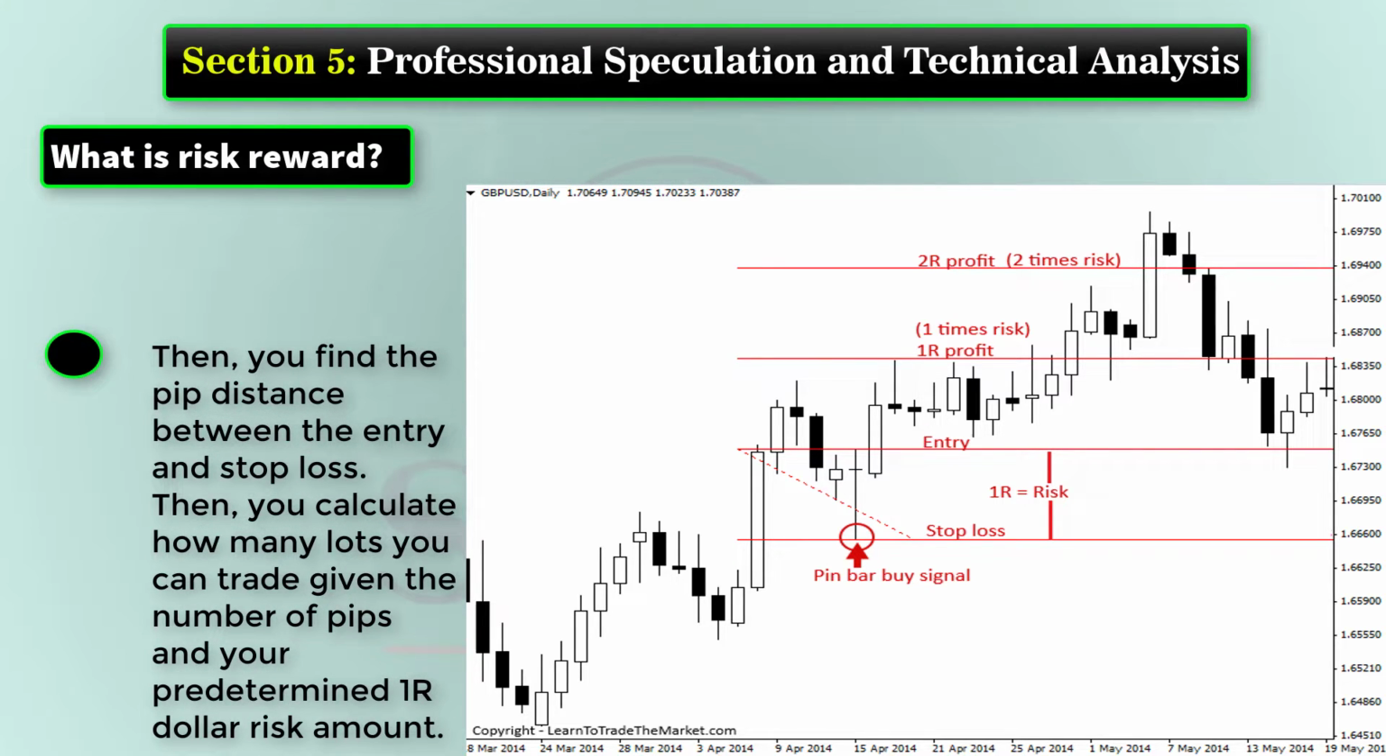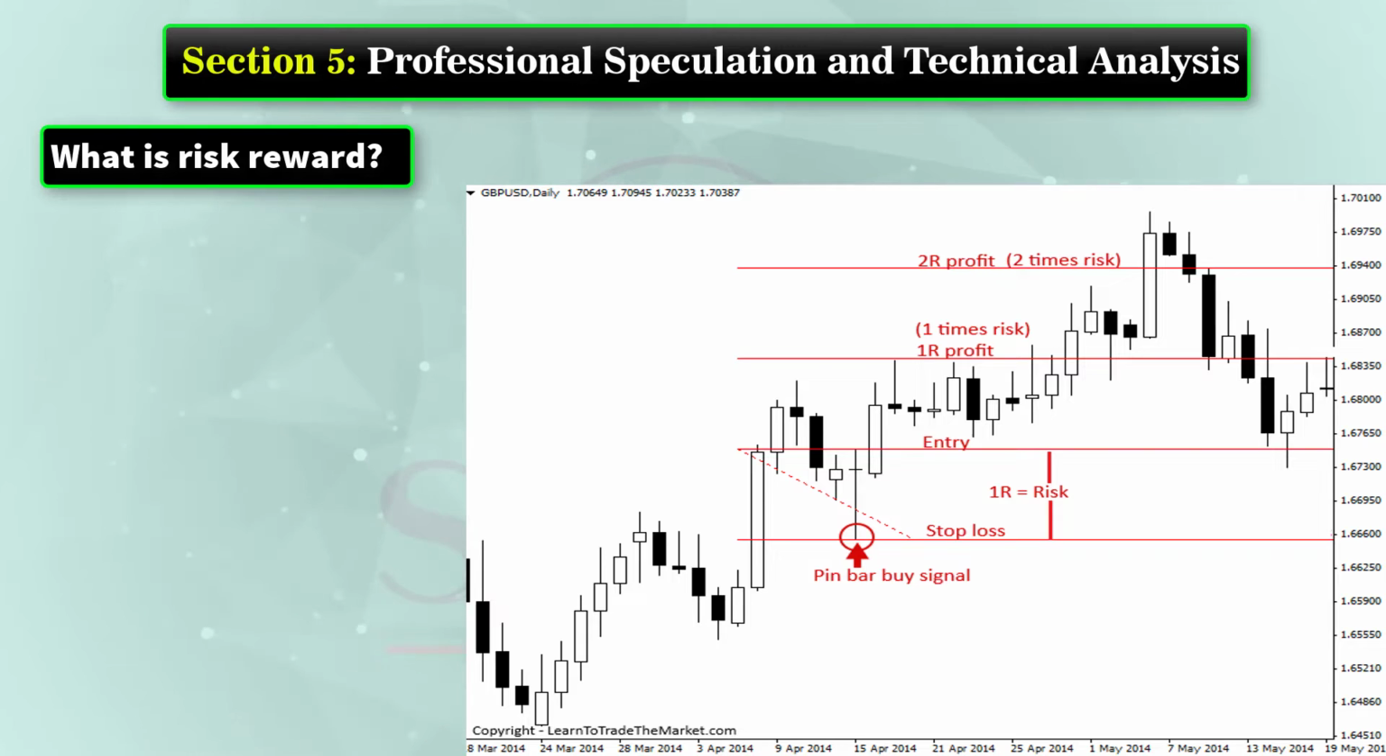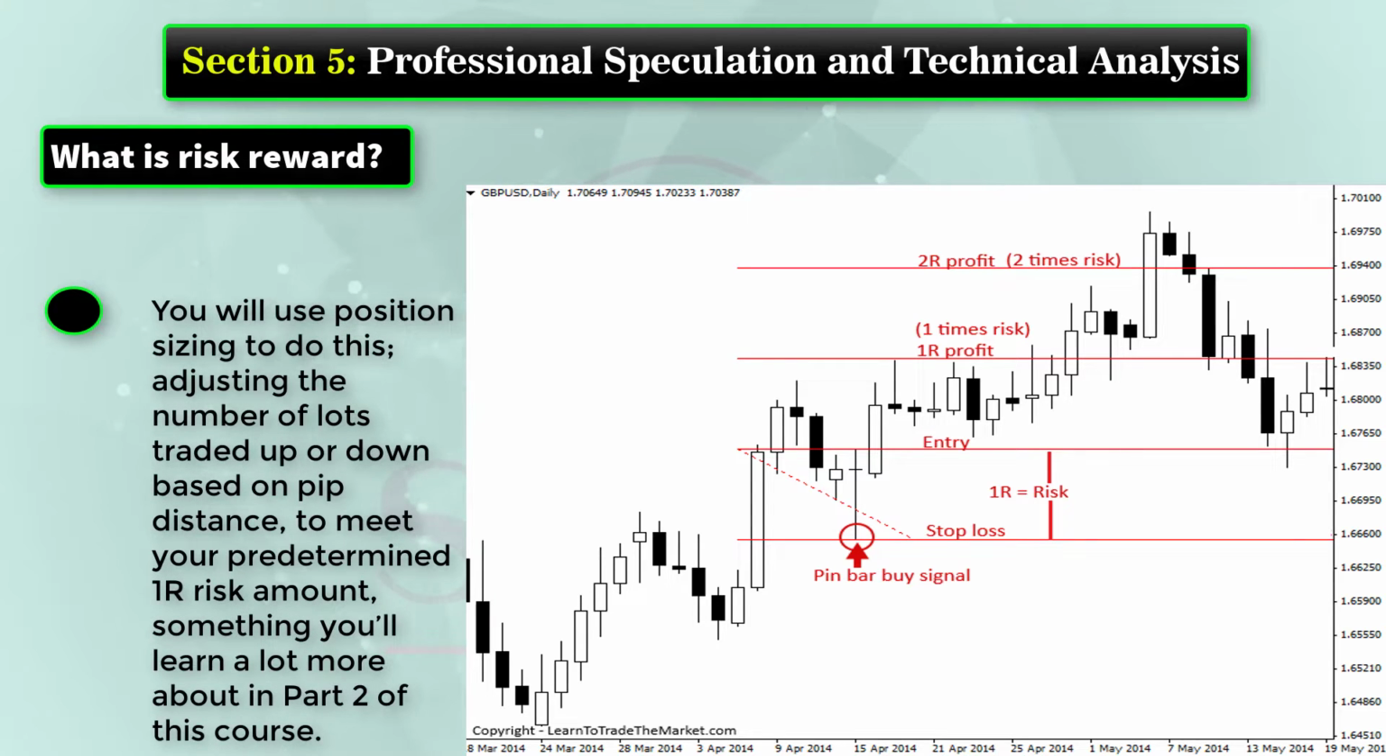Then, you calculate how many lots you can trade given the number of pips and your predetermined $1 risk amount. You will use position sizing to do this, adjusting the number of lots traded up or down based on pip distance to meet your predetermined $1 risk amount.